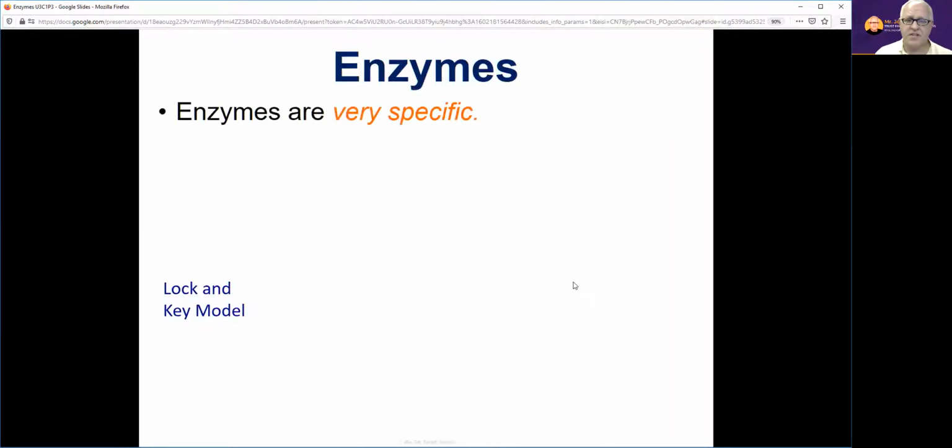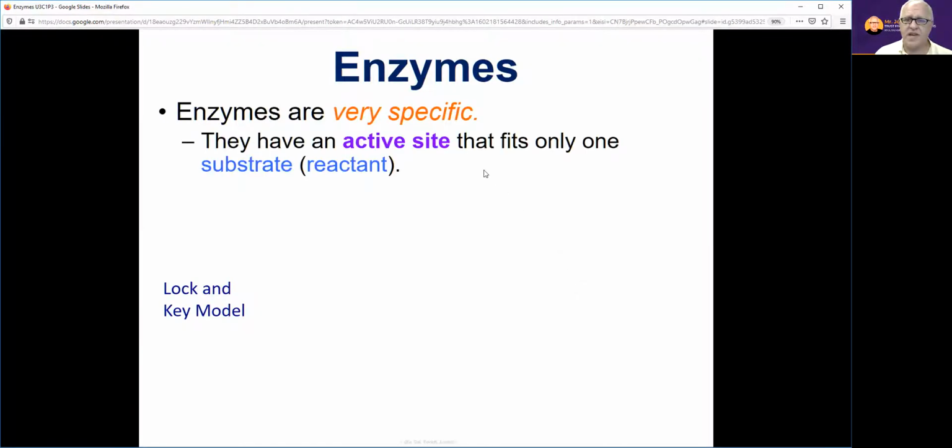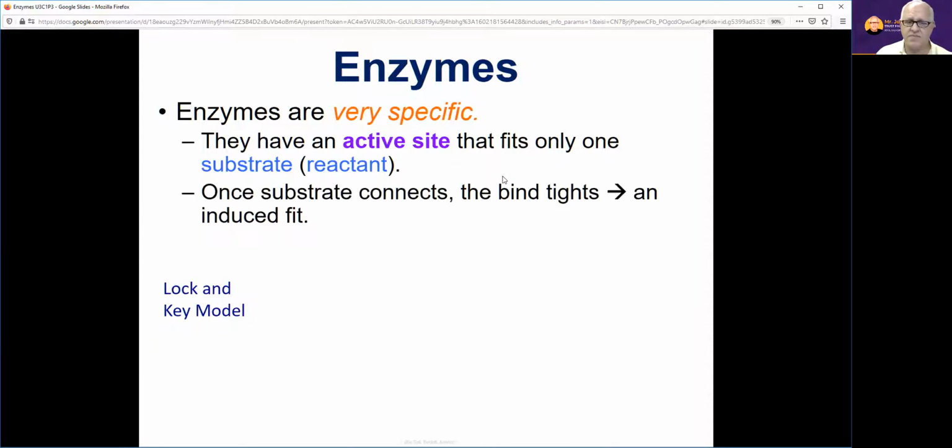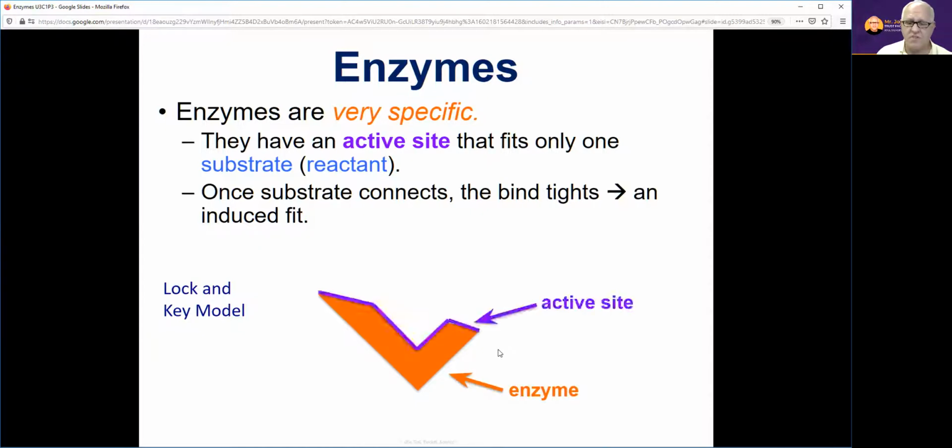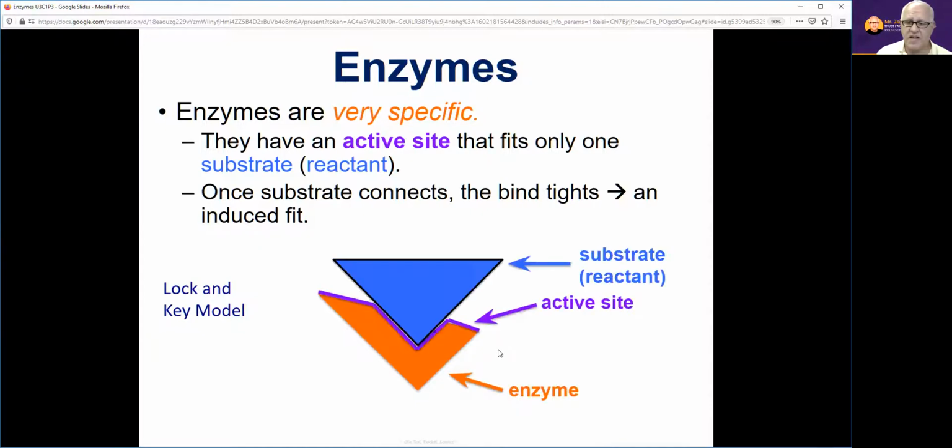Let's go back and take a look at these enzymes. Enzymes are very specific. They have an active site that fits only one substrate. And once the substrate connects, the bind tightens up into what's known as an induced fit. And we use this illustration for the lock and key model of an enzyme. You have your enzyme, your active site, and your substrate or your reactant.